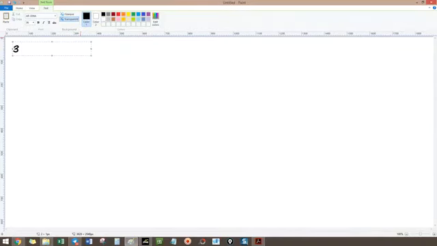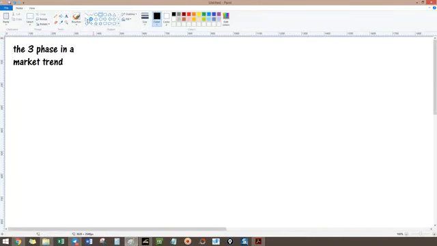The three phases in a market. Okay, so this is today's topic. The three phases in market trend.